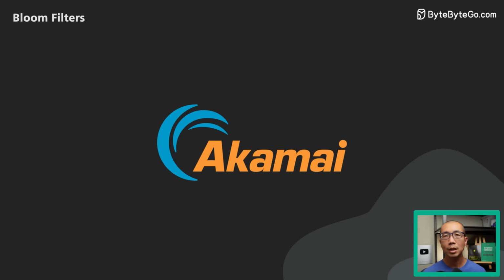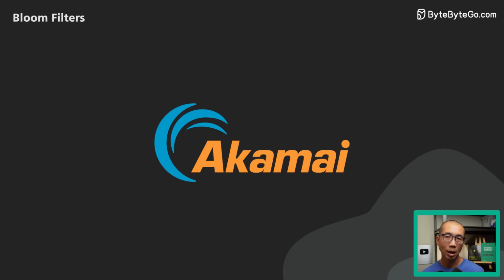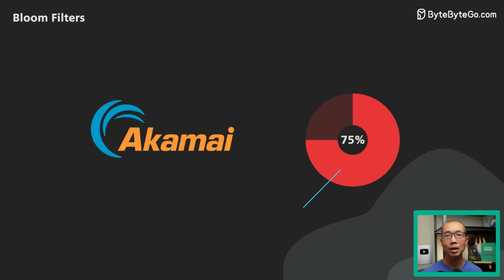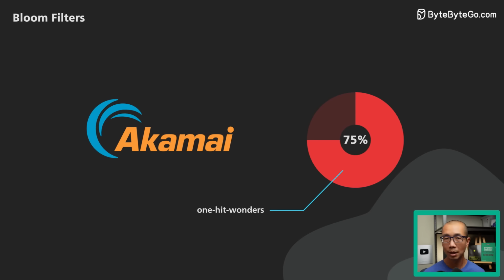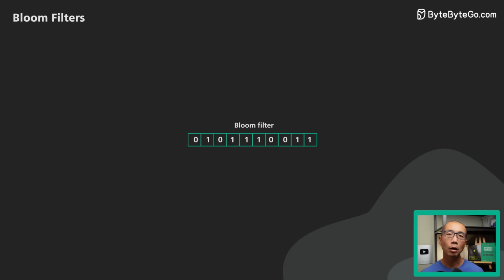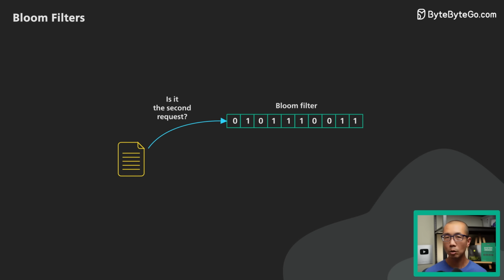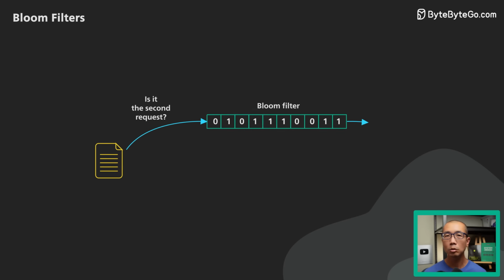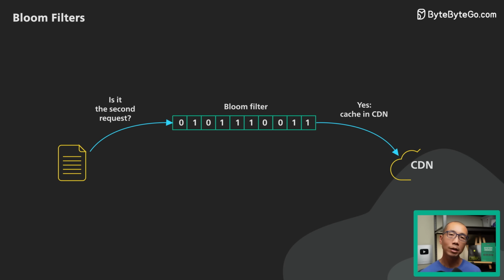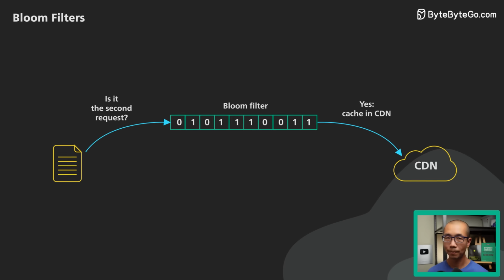Content delivery networks like Akamai use Bloom filters to prevent caching one-hit wonders. These are web pages that are only requested once. According to Akamai, 75% of the pages are one-hit wonders. Using a Bloom filter to track all the URLs seen and only caching a page on the second request, it significantly reduces the caching workload and increases the caching hit rate.